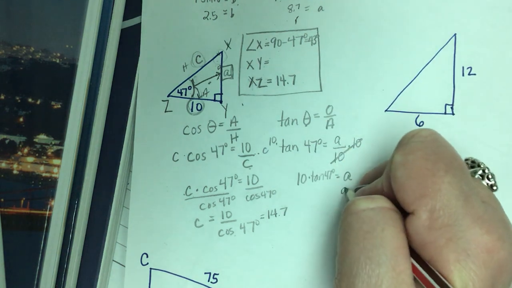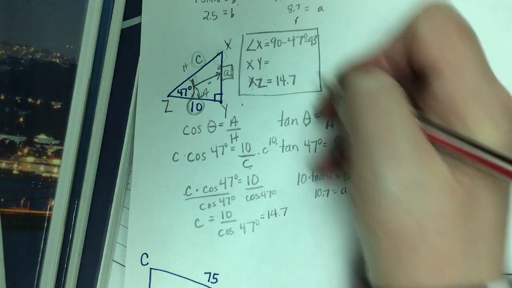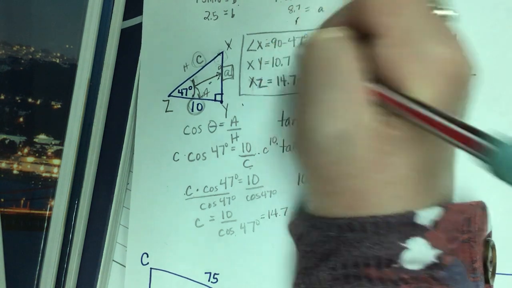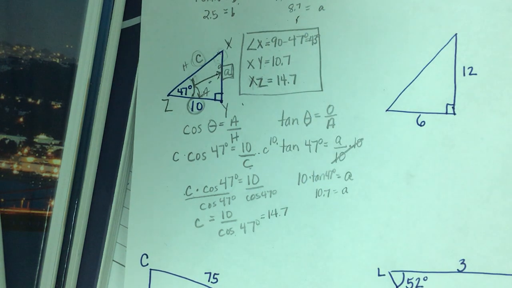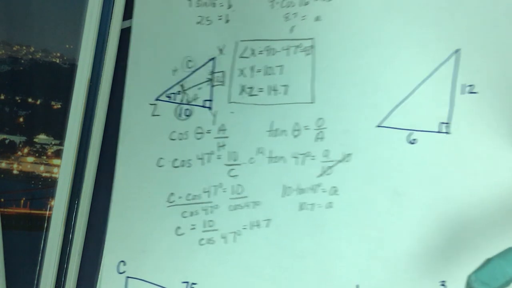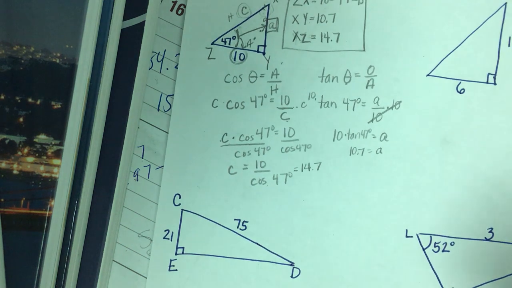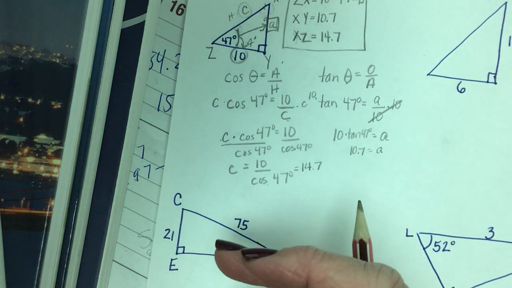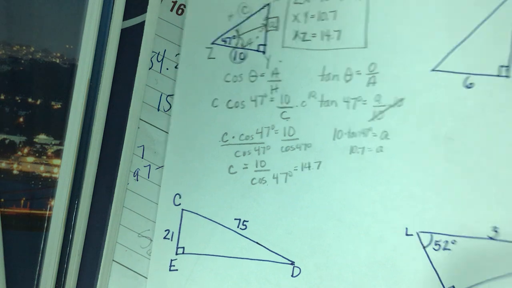A is 10.7. And again, you could use the Pythagorean theorem, but part of the reason of doing this is so you can use sine, cosine, and tangent. And so that's why I'm going to just continue to use sine, cosine, and tangent. And also, part of doing this is learning how to use those functions. And I don't know what else I was going to say, but we'll just go with it.